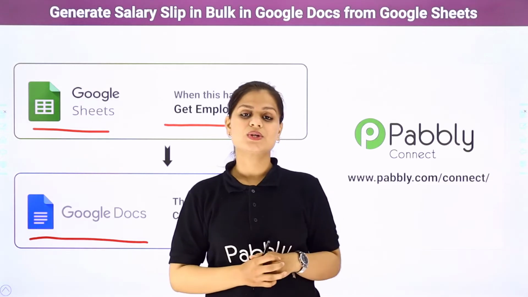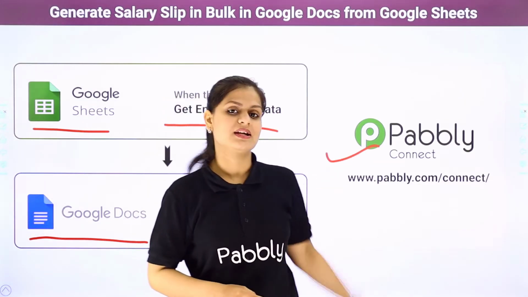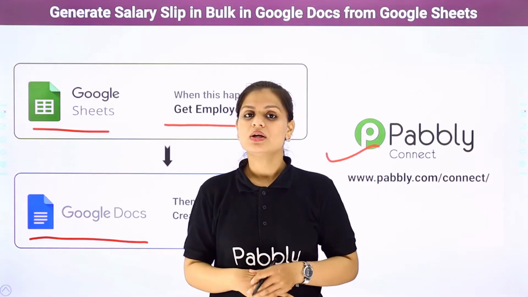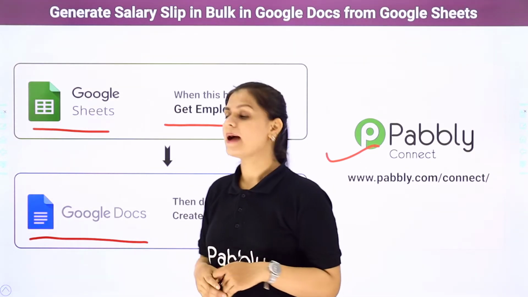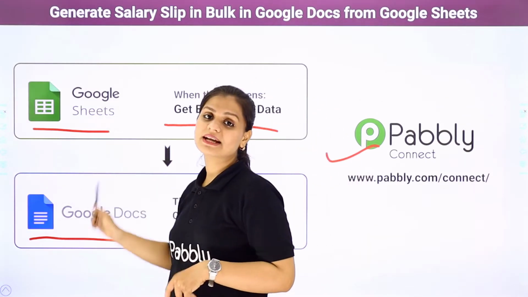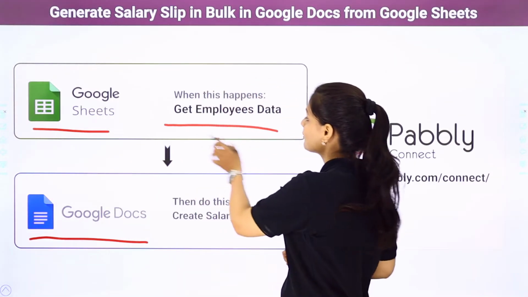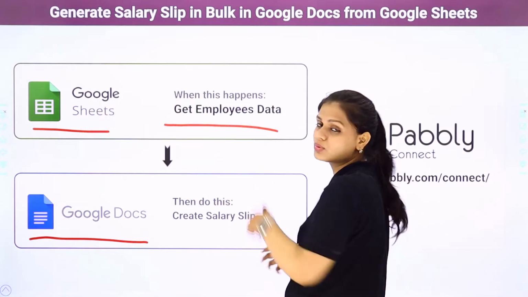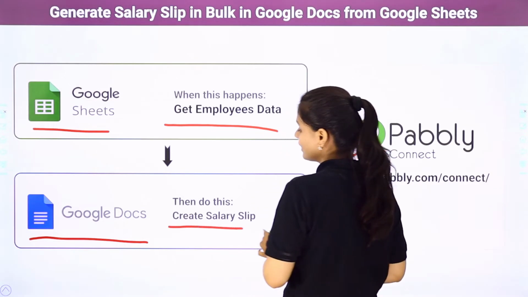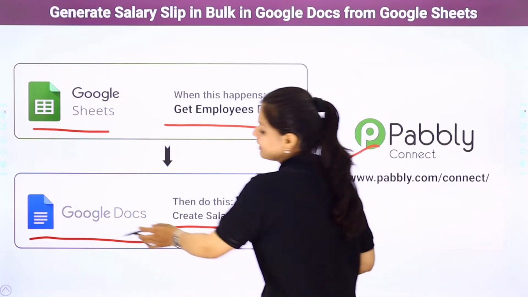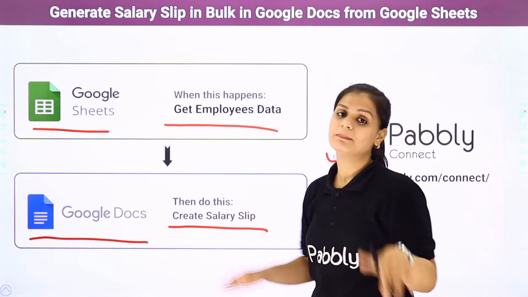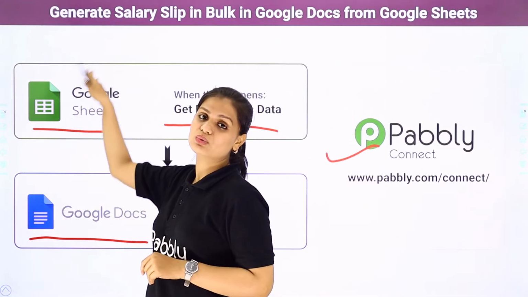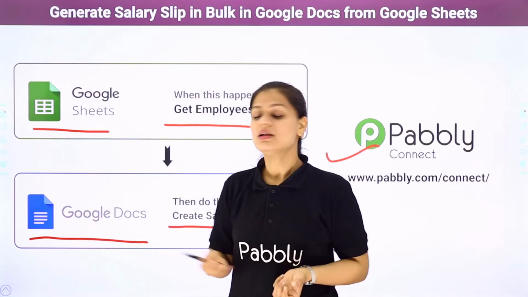In this video I am going to use Pabbly Connect. Pabbly Connect is an automation and integration software. With the help of Pabbly Connect these two applications will get connected, and every time I enter the details of my employees into Google Sheets, the salary slip will be created automatically in Google Docs with the template I have created. Isn't it wonderful that with the data available in my Google Sheets, the salary slips will get created automatically?